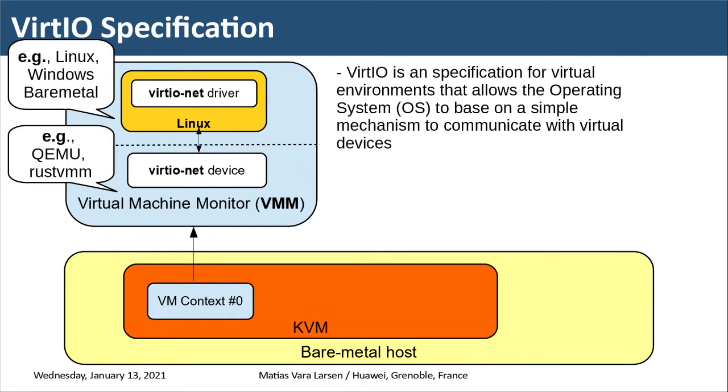In this context, VirtIO is a specification for virtual environments that allows the operating system to rely on a simple mechanism to communicate with these virtual devices. In other words, it's a standardized way to develop devices and drivers for virtual environments. There are different implementations of the VirtIO devices, for example, in QEMU, crosvm, or in hardware. Also, there are different implementations of the VirtIO drivers depending on the operating system, for example, Linux, Windows, or bare metal.